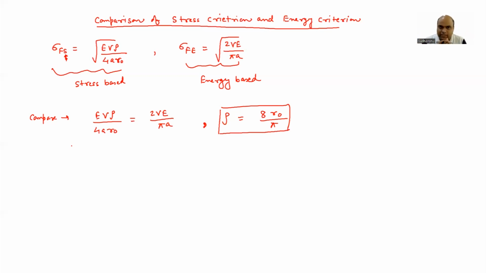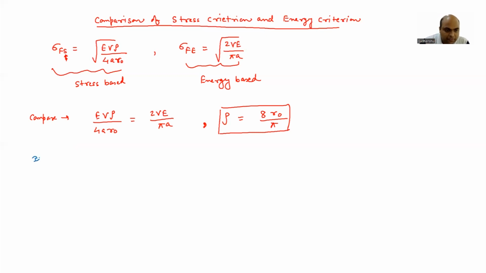I have already mentioned that the stress-based approach is a necessary condition. It has to be fulfilled, but it is not a sufficient condition. And that's when the Griffith criteria came into the picture. That is the energy-based approach, and that is a sufficient condition. So in general, the higher value between sigma fs and sigma fe would be the fracture stress. That makes sense, right? Whichever is higher is going to be my fracture stress.